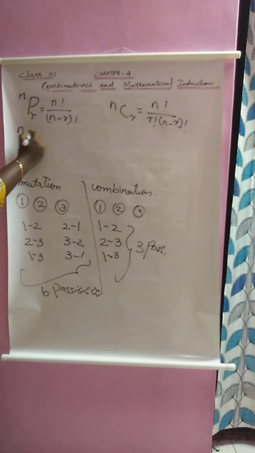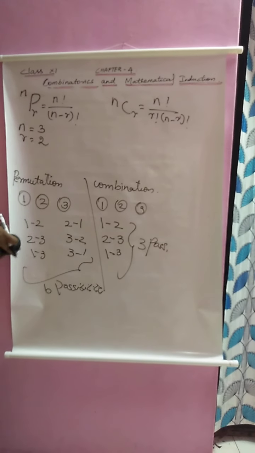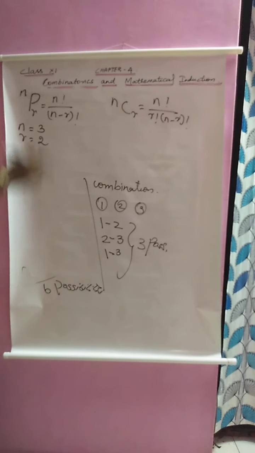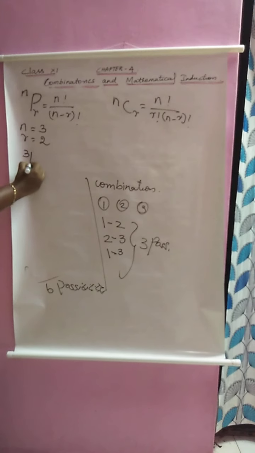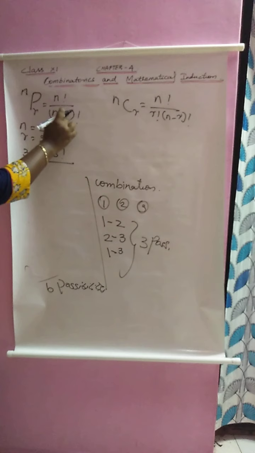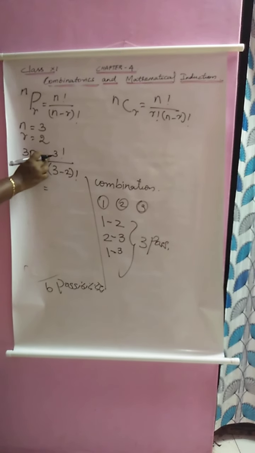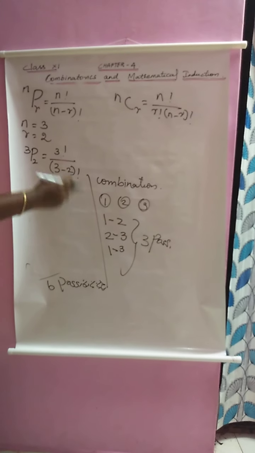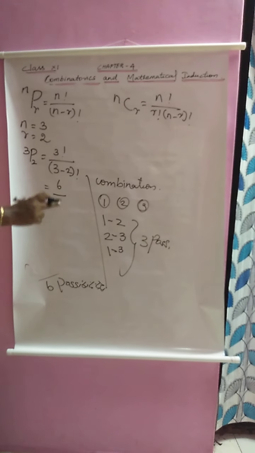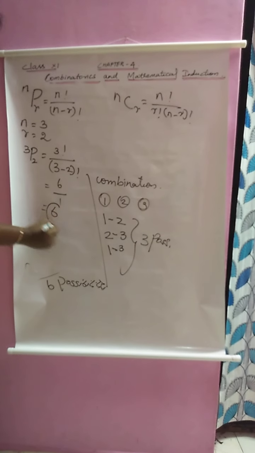Here you have 3 balls. So n equals 3 and r is 2. nPr is 3P2. So n factorial is 3 factorial, n minus r factorial, that is 3 minus 2 factorial. You know 3 factorial is 3 into 2 into 1, that is 6. 3 minus 2 is 1, and 1 factorial is nothing but 1. So you have 6 possibilities.